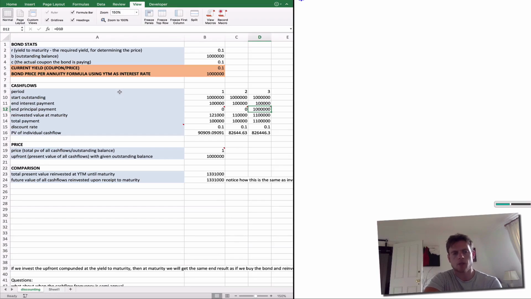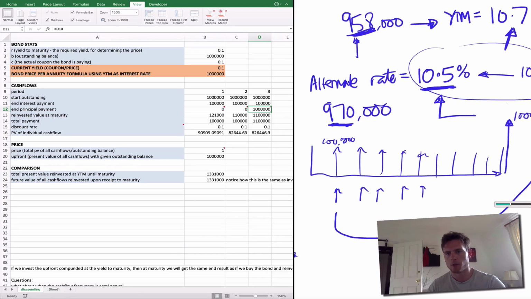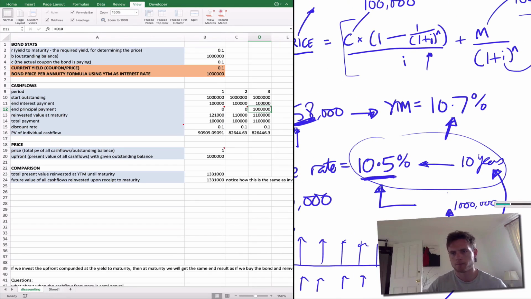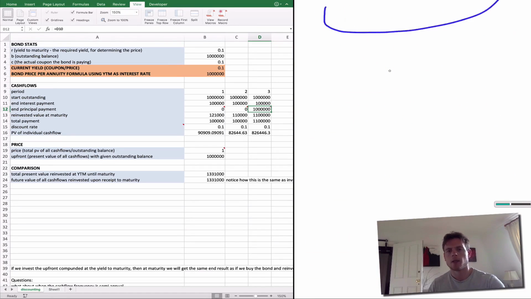Then we're saying there are no principal payments after periods 1 and 2, but at the end of period 3, remember there are 3 years remaining on the bond, so at the end of year 3, we're going to get a 1 million principal payment back, which is the repayment of the loan, which is the M part of this formula up here. So that's the 1 million that you're getting back.